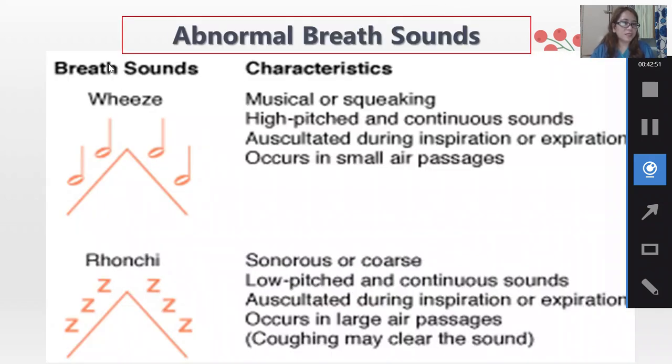So, ito yung wheezing. Wheezing, rhonchi. So, pag sinabi natin wheezing, parang musical or squeaking. It is a high-pitched and continuous sound. It is auscultated during inspiration or expiration, and it occurs in small air passages. The rhonchi is like a sonorous or coarse, low-pitched and continuous sound. Auscultated during inspiration or expiration, it occurs in large air passages. Coughing may clear the sound.